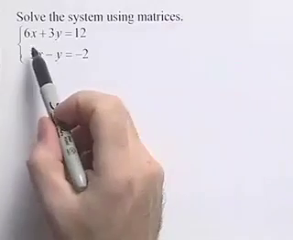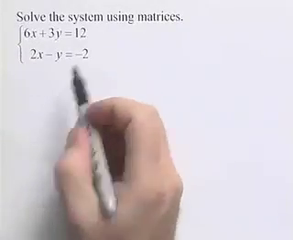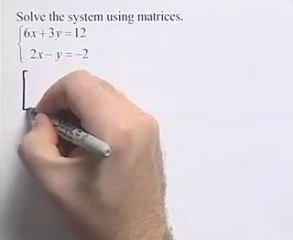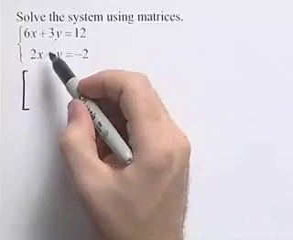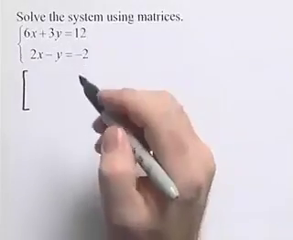For this next problem, we're going to solve a system of linear equations using matrices. Here we have our system, 6x plus 3y equals 12, and 2x minus y equals negative 2. We're going to begin by writing the augmented matrix for this system. Remember, the augmented matrix consists of the coefficients of the variables augmented with the constant on the right side.